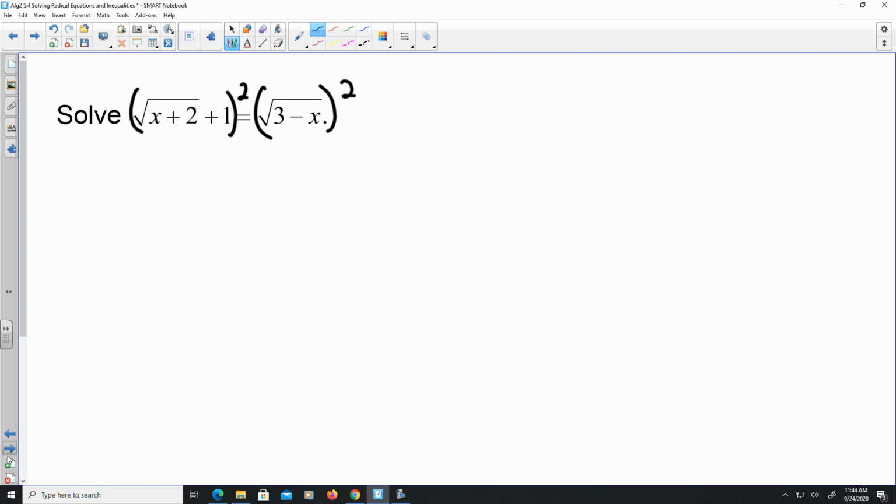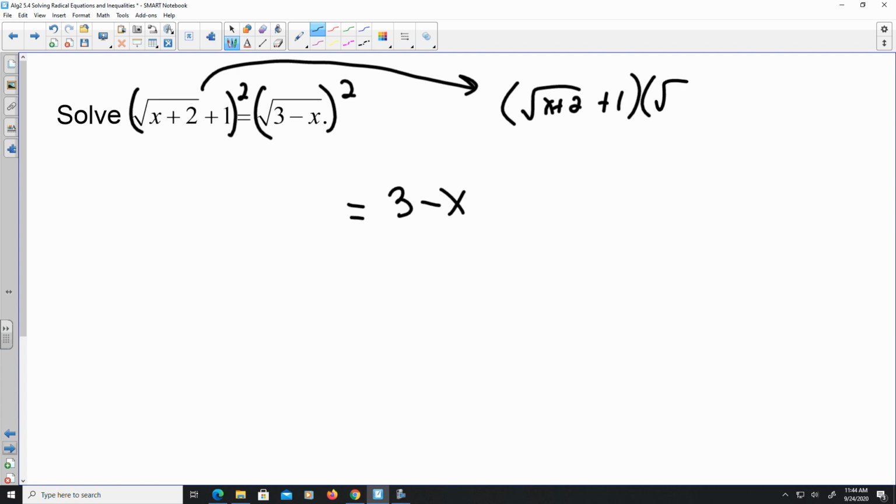So the easier one to do is the right-hand side. So the right-hand side is going to be just 3 minus x. All right. The one that's a little bit more challenging is the one on the left-hand side. So what we're going to do here, just so you can see it better, is I'm going to expand it. So this is the square root of x plus 2 plus 1 times the square root of x plus 2 plus 1. So I'm going to FOIL that out and then go from there.